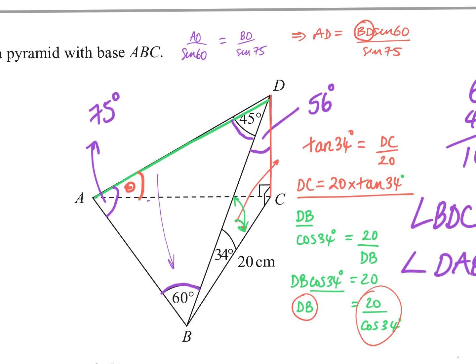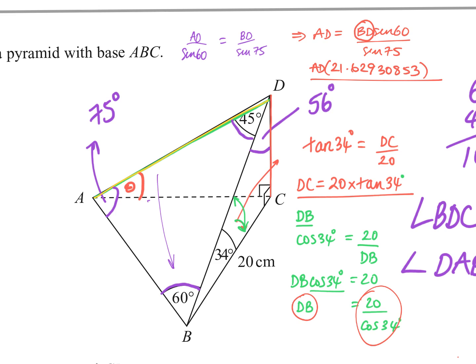So we've got 20 divided by cos 34 times by sine 60, and then divide that by sine 75, and you can do that in as many steps as you want. So I have AD is 21.62930853. That's on my calculator display. So that's really good. I'll change the colour here so we can see what we're doing.